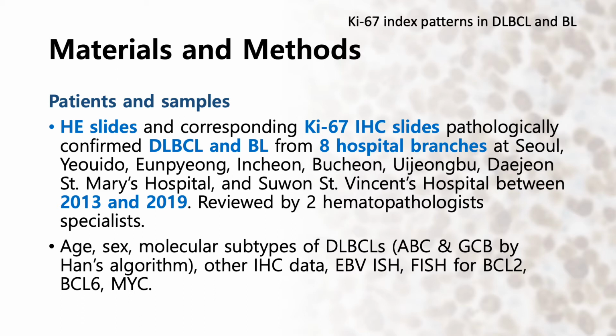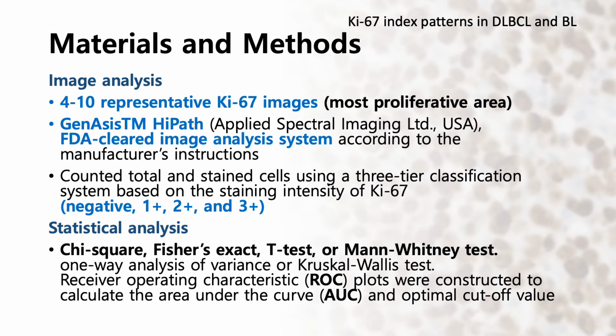The HE slides and corresponding Ki-67 IHC slides were reviewed by 2 hematopathologist specialists in association with age, sex, and molecular subtypes of DLBCL and other IHC markers and EBV positivity and FISH for BCL2, BCL6, and MYC translocation. The molecular subtype of DLBCL was reconfirmed based on Hans algorithm. Ki-67 IHC slides were reviewed before image acquisition, and cases with poor staining, such as faint staining, were excluded.